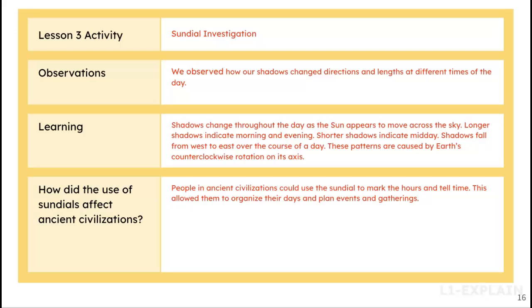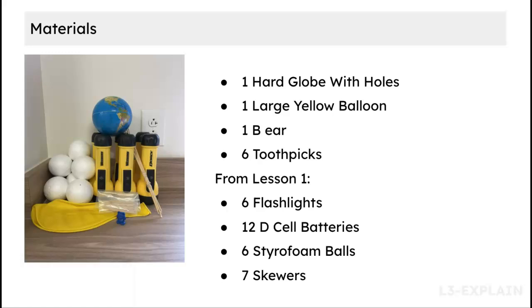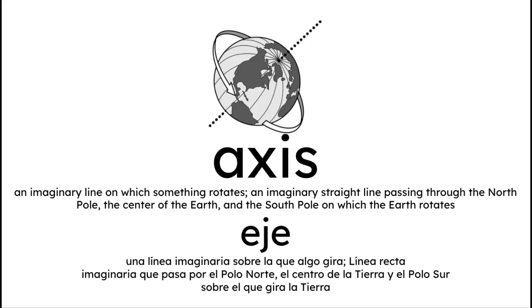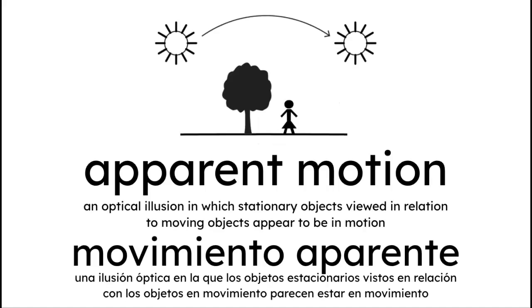From the discussion, students should understand that people in ancient civilizations could use the sundial to mark hours and tell time. This allowed them to organize their days and plan events and gatherings. During the Explain discussion, you'll use the tutorial and activity instructions for the Earth's rotation modeling. These provide guidance on how to model the rotation of the Earth. This is where students will explain the mechanism for the patterns they observed. During the activity, you can post and discuss the axis, tilt, rotation, and apparent motion vocabulary cards.